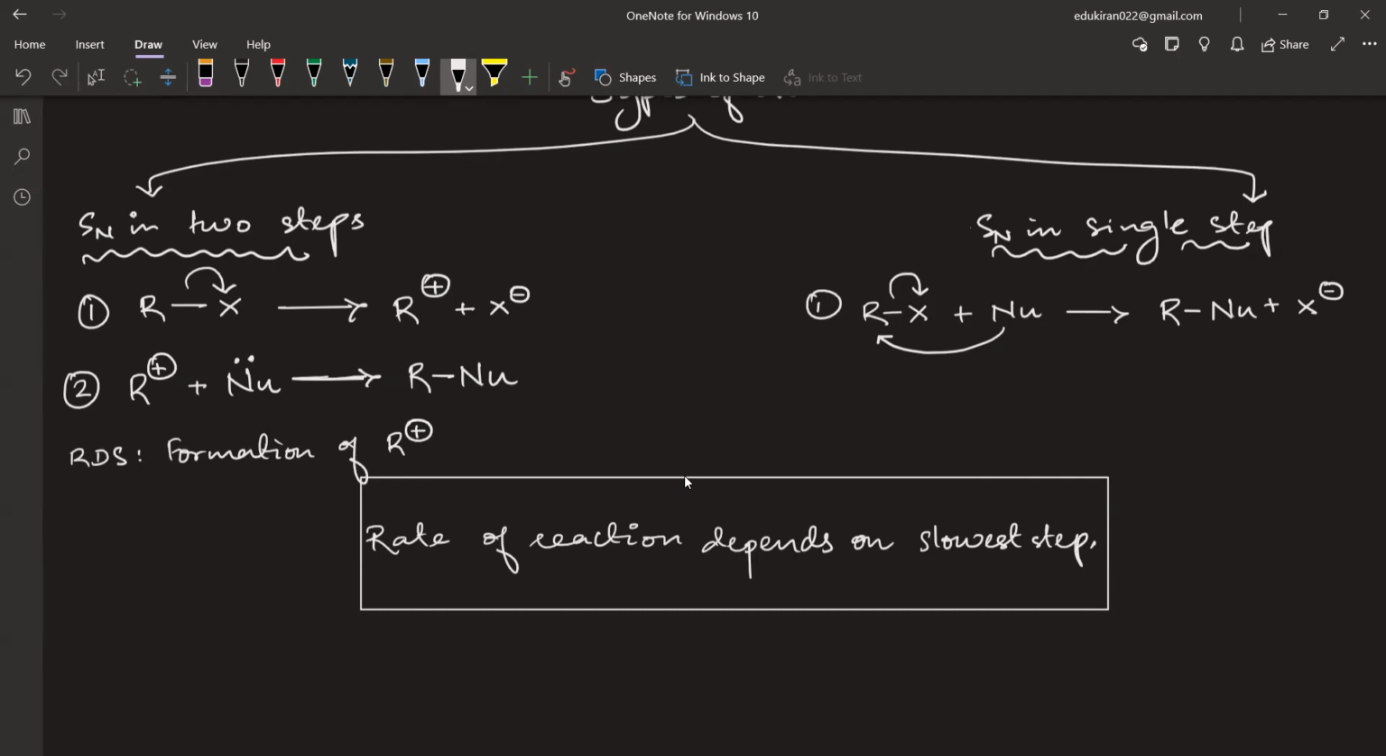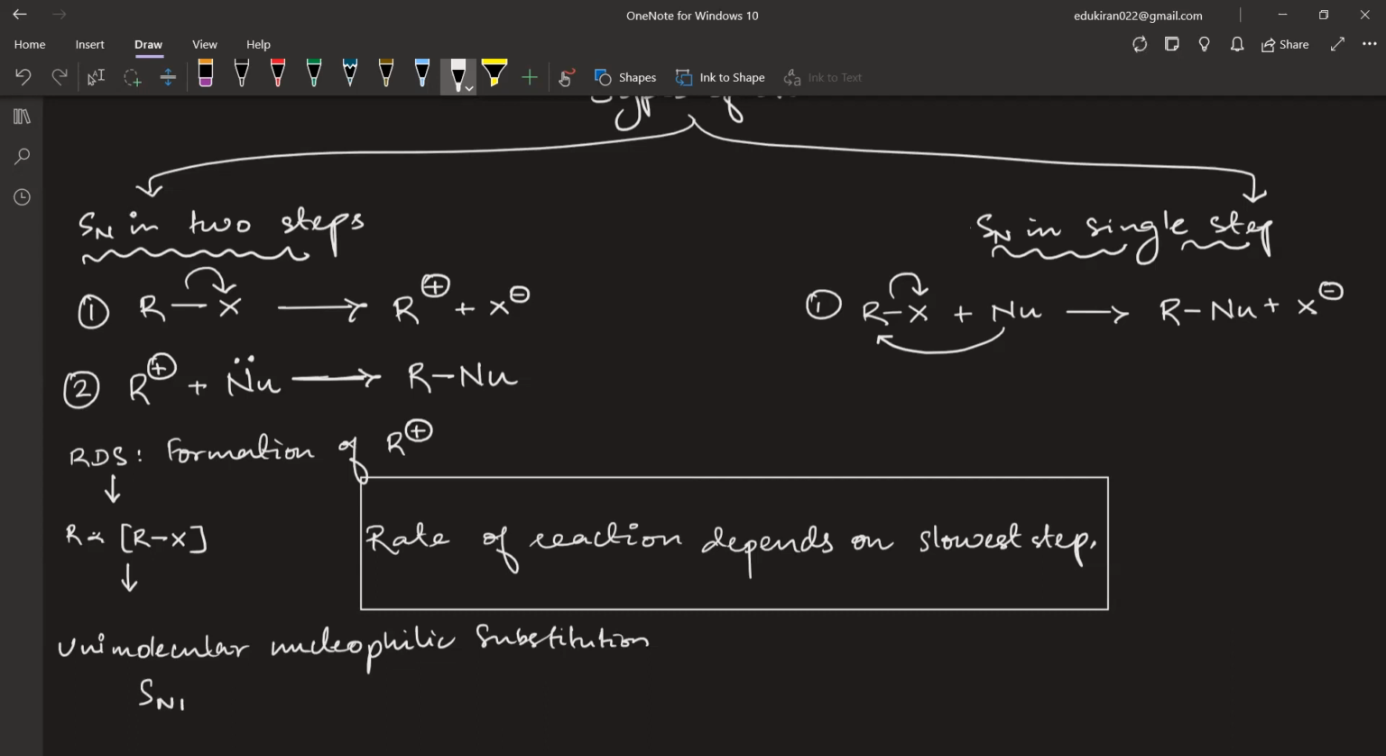carbocation. Now the formation of carbocation has only one reactant, and hence the rate will depend on the concentration of RX, only one molecule. Since it depends on only one molecule, it is also known as first order kinetics and unimolecular nucleophilic substitution, written as SN1.